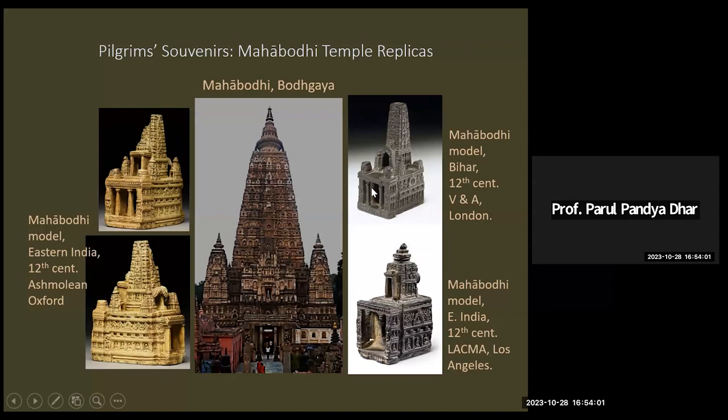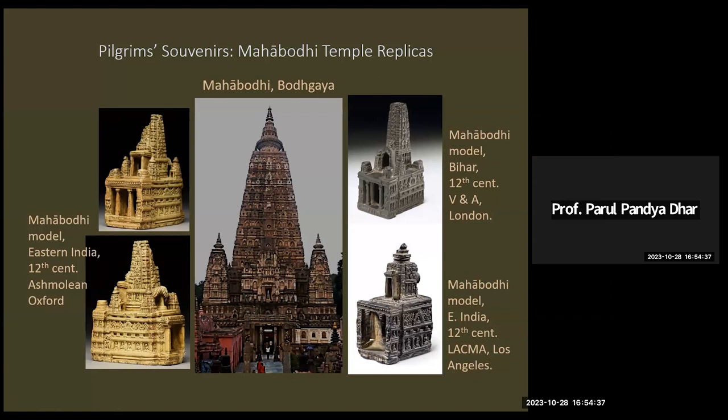So to the left, there is a 12th century miniature, absolutely tiny model of the Mahabodhi at Bodh Gaya, which is today located in the Ashmolean Museum in Oxford. To the right, you have two further models, tiny models that were carried as pilgrim souvenirs. One of them, originally from Bihar, is now in the Victoria and Albert Museum in London. And the one to your lower right is at the Los Angeles County Museum of Art in Los Angeles.